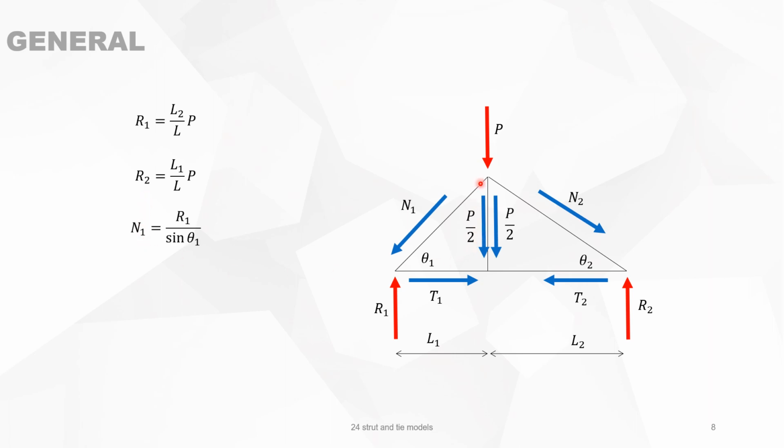The normal force in the strut is the reaction force R1 divided by the sinus of θ1, and 2 is R2 divided by the sinus of θ2. And the tension T1 is the reaction force R1 divided by the tangents of this angle. And it's also exactly the same as the reaction force on the other side divided by the tangents of θ2. These are general principles that we will use throughout the videos.